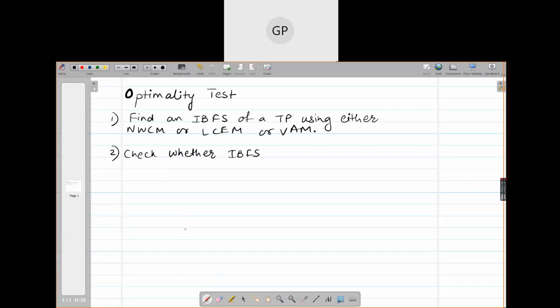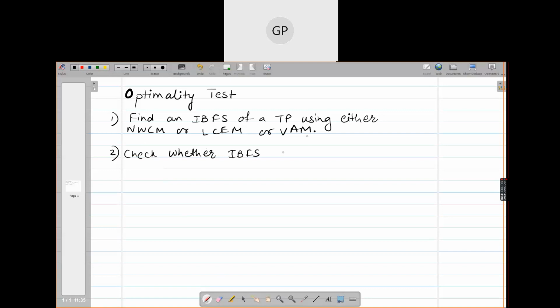And here I'm taking it for granted that you will always check whether the given TP is balanced or not. Do you understand it? Yes, ma'am. So I'm not writing that as a separate step, that check whether TP is balanced or not. I'm directly writing the first step as obtain an IBFS.